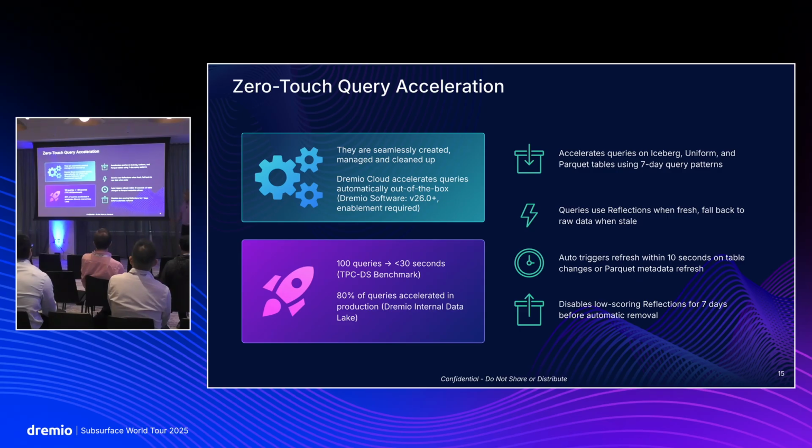Okay. So a few things to note here: in this phase we are only creating reflections on Iceberg, Parquet, and Uniform datasets, and we are using 7 days of history to create reflections.